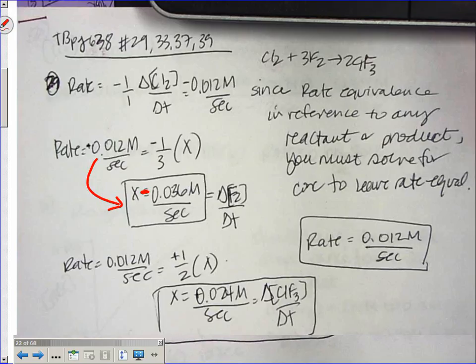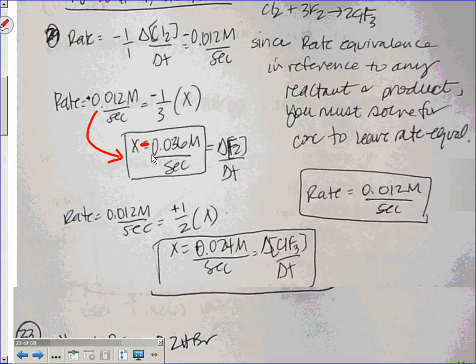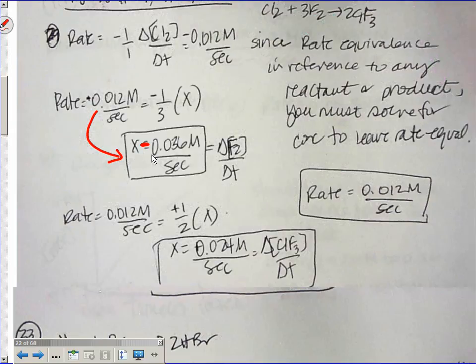But if you put the negative, it just means you're consuming. That makes sense, right, mathematically. And then the last part was finding the production of the product. You can see you can mathematically solve for the ratios as well.